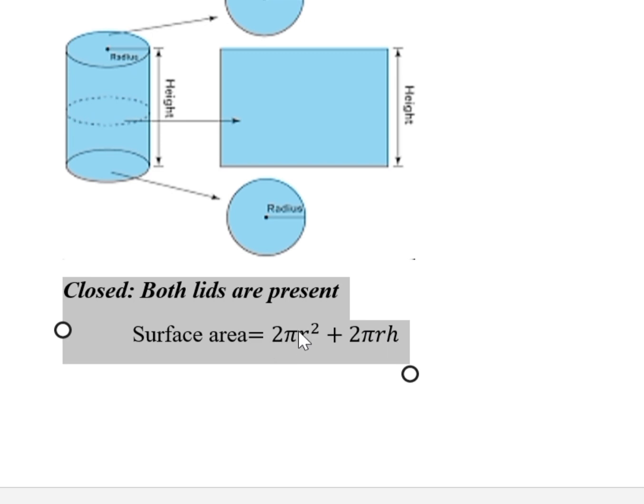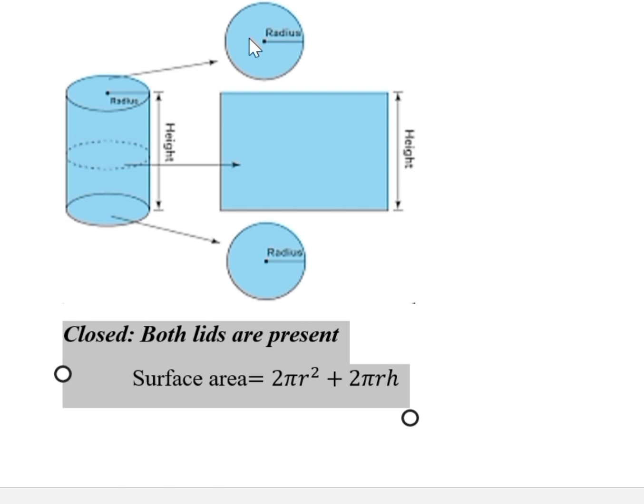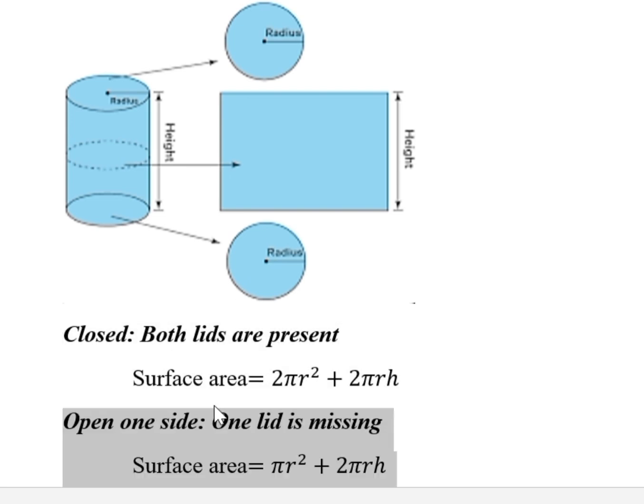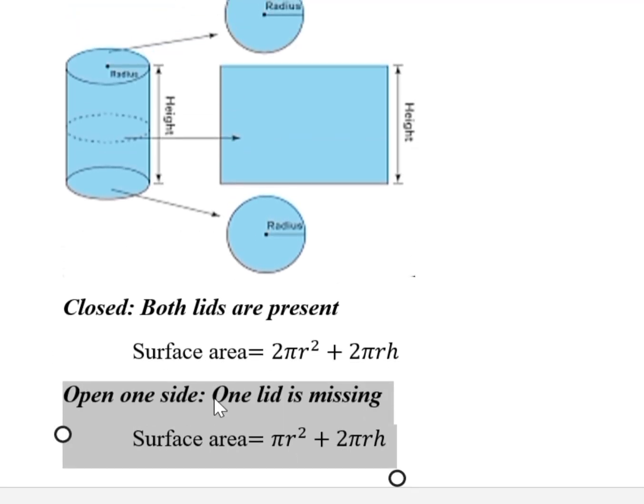So 2 pi r squared is from the fact that we have this lid whose area is given by pi r squared, and we also have this. Since they are two, we shall have 2 pi r squared. And then 2 pi r, which gives us the circumference of this circle, will be equivalent to the length of this rectangle. And then the h is the height from here to here, which corresponds to the height of this rectangle, the width.